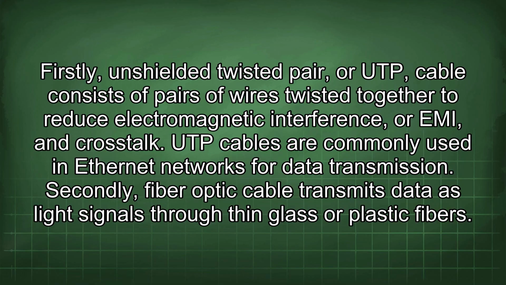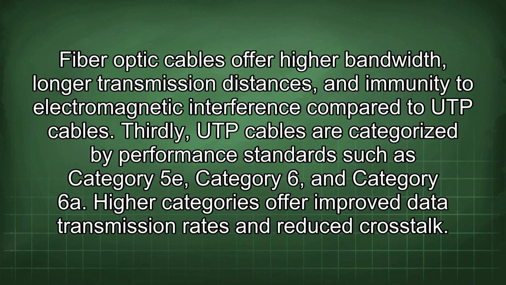Secondly, fiber optic cable transmits data as light signals through thin glass or plastic fibers. Fiber optic cables offer higher bandwidth, longer transmission distances, and immunity to electromagnetic interference compared to UTP cables. Thirdly, UTP cables are categorized by performance standards such as Category 5E, Category 6, and Category 6A. Higher categories offer improved data transmission rates and reduced crosstalk.